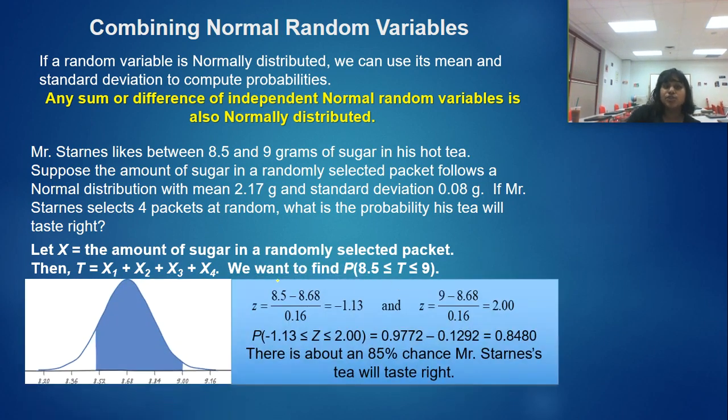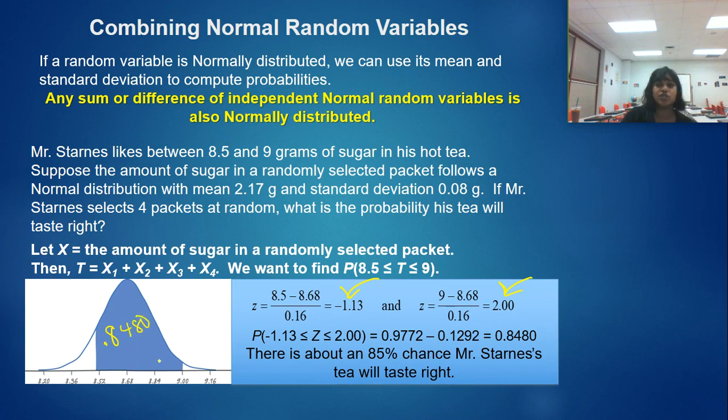We were told 2 distinct observations, 8.5 and 9. So I convert them to their z-scores, and then using that information, we calculate their probability. So as we approach -1.13, we have a probability of 0.9772, and as we approach 2, we have a probability of 0.1292. So if we get the difference between those, we have a probability under the curve of 0.8480.